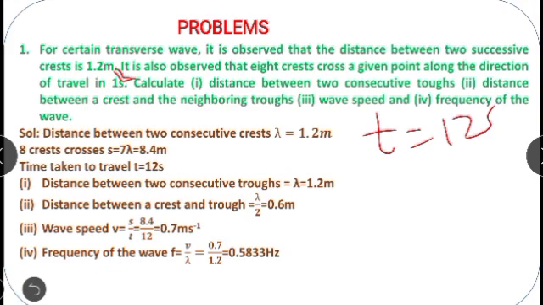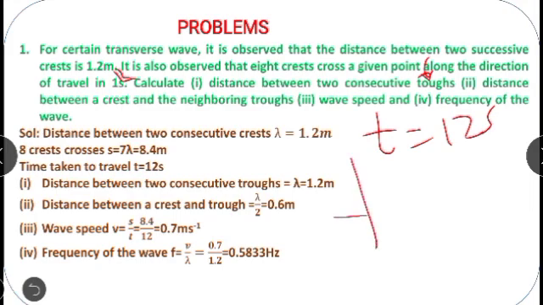Calculate the distance between two consecutive troughs. Second one, distance between a crest and the neighboring trough. Third one, wave speed. And fourth one, frequency of the wave.